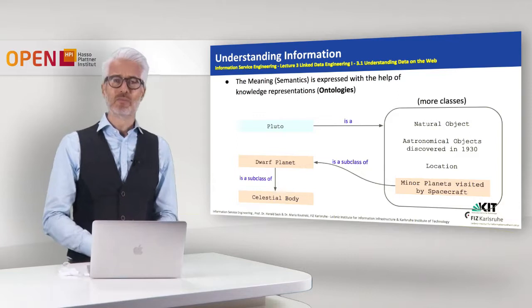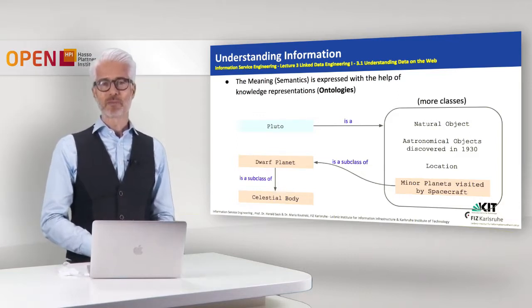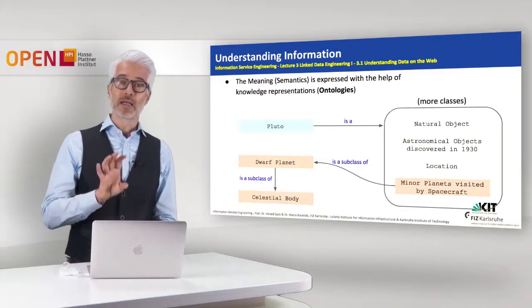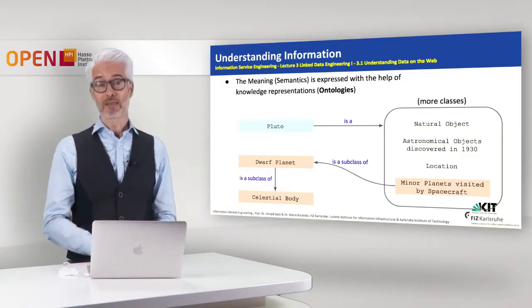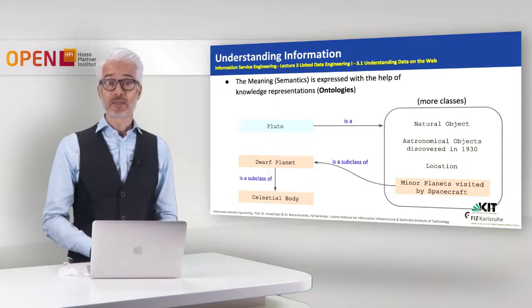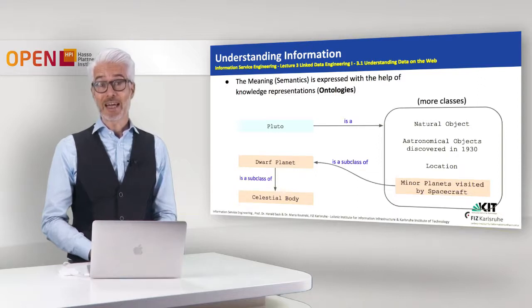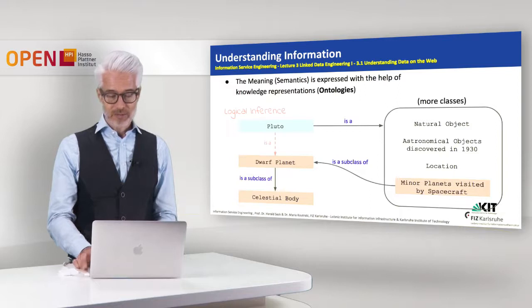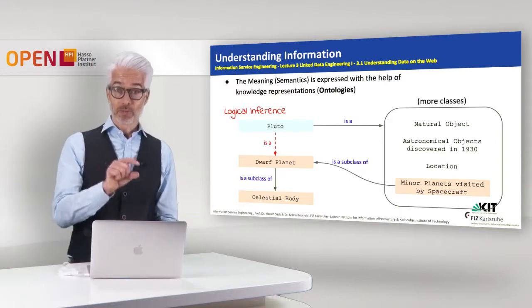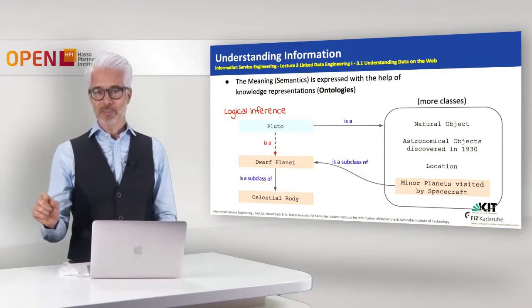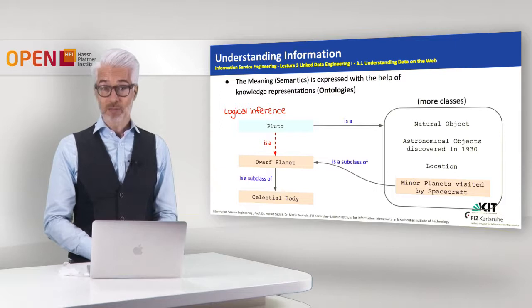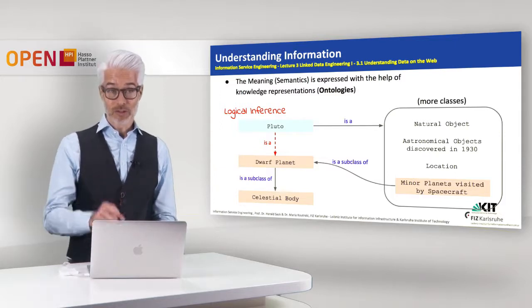And we have even more information. So, for example, minor planets visited by a spacecraft are a subclass of dwarf planet, which again is a subclass of celestial body. Given these class memberships and these class hierarchies, the interesting thing, if you represent knowledge about entities and classes in that way, is that you can deduce implicitly given information and make it explicit. What does it mean? Via inference, for example, you can find out that since Pluto is in the class of minor planets visited by a spacecraft, and that this class is a subclass of dwarf planet, it must hold that Pluto also is a dwarf planet. And you can deduce this by logical inference.